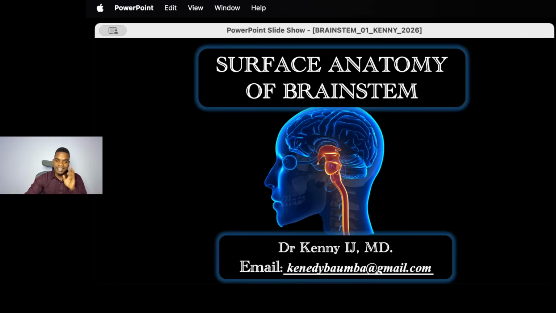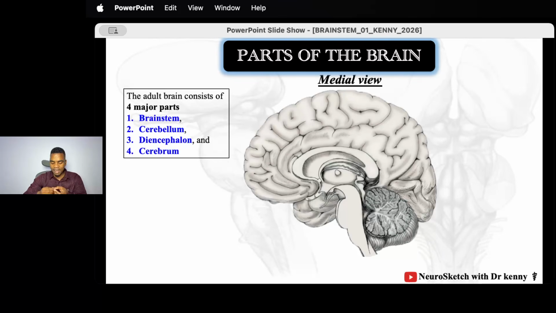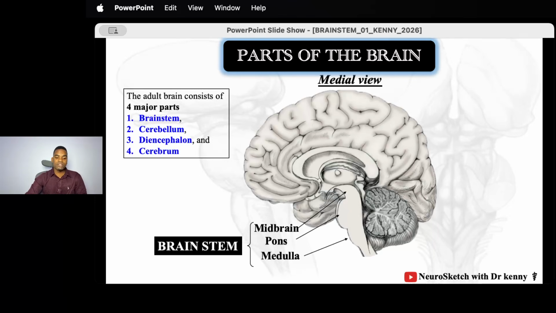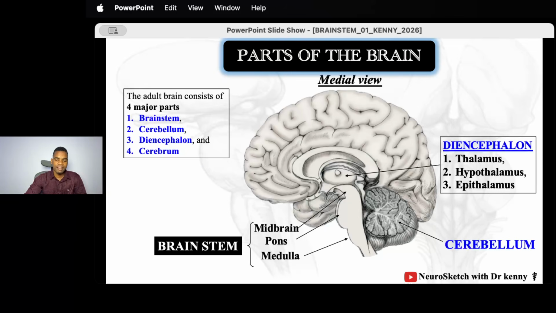This discussion is meant for the surface anatomy of the brainstem, and as usual, let's go back to square one. We said we have four major parts of the brain. We have the midbrain, pons, and medulla forming the brainstem. Just behind the brainstem, we have the cerebellum, which translates to the little brain. On top of the midbrain, we have the diencephalon, which is made up of thalamus, hypothalamus, and epithalamus. And of course, on top of the diencephalon, we have the biggest part of the brain, which is called the cerebrum.